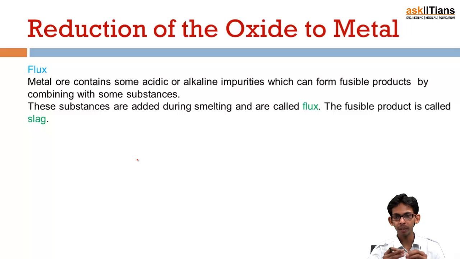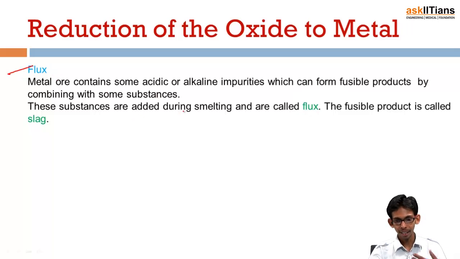If any impurity is there in combined form, which has formed bonds with the metal, then that cannot be removed by calcination or by concentration. Concentration method was only for removing physical rock, clay type impurity. If any impurity is present in the form of chemical bonds, that cannot be removed using that method. So if metal ore contains some acidic or alkaline impurities which are attached with the metal, which can form fusible products by combining with some substances, it is known as flux.